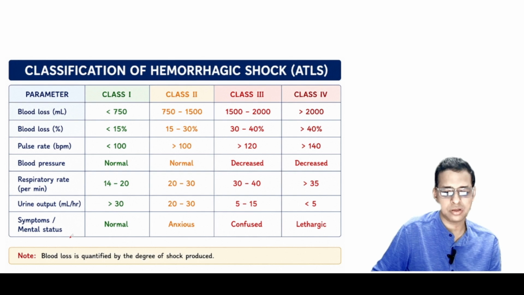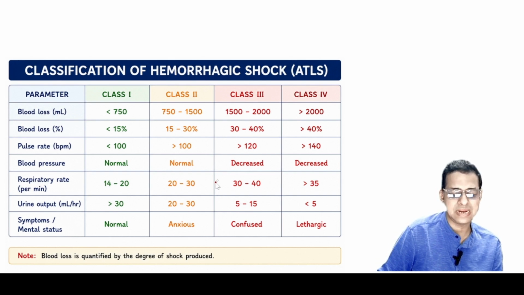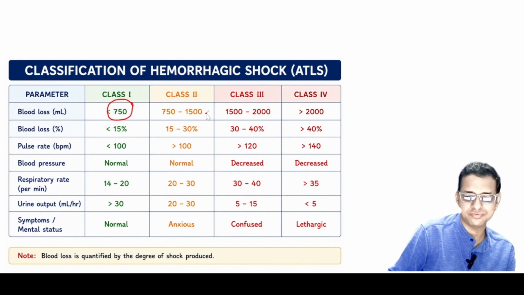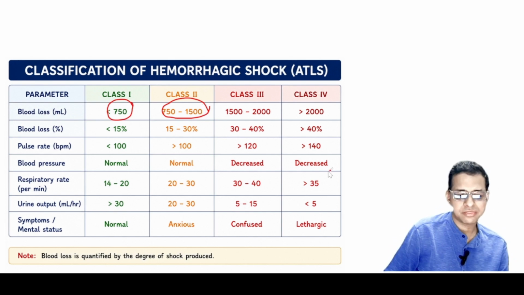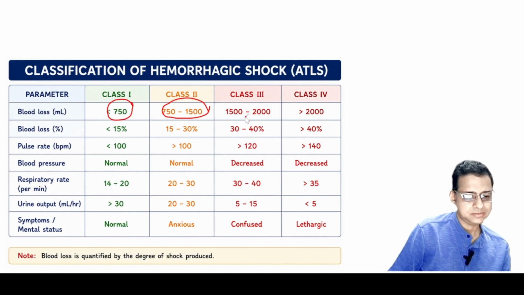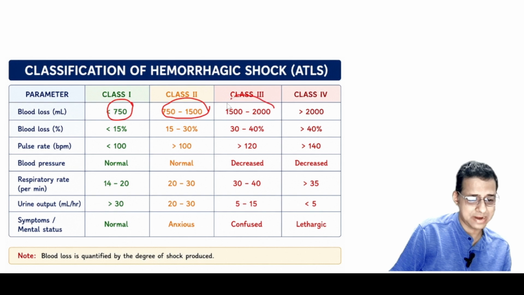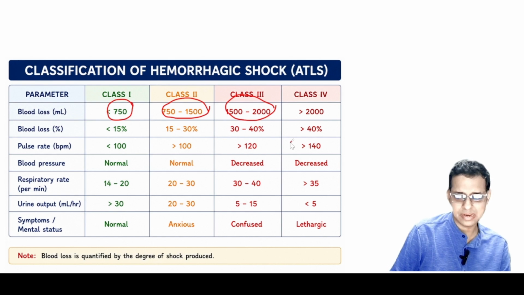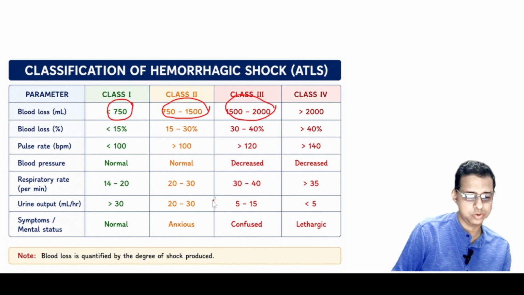Next you have to know about the classification of hemorrhagic shock as per ATLS, Advanced Trauma Life Support. Class 1 is less than 750 ml blood loss and usually presents with normal vital signs. Class 2 is 750 to 1500 ml, presenting with anxiety and tachycardia. Class 3 is 1500 to 2000 ml, with hypotension, tachycardia, reduced urine output, and confusion.